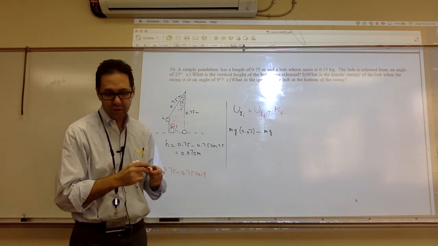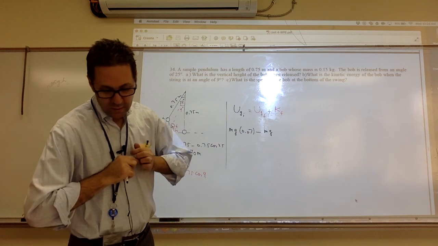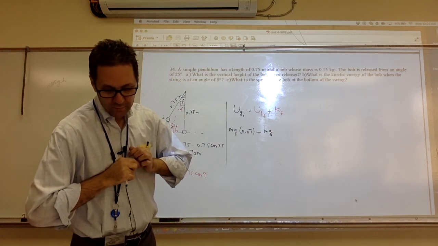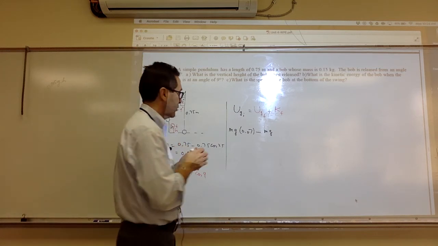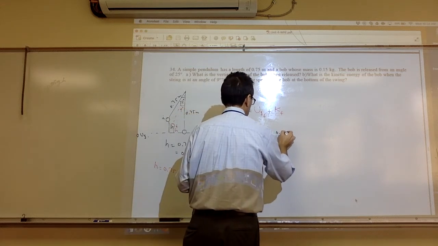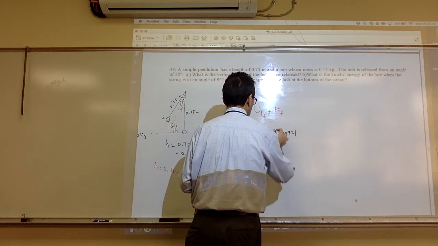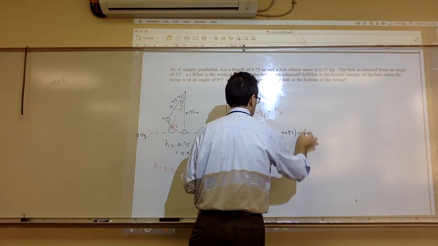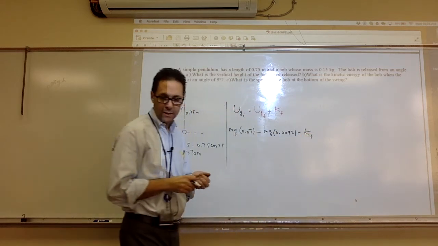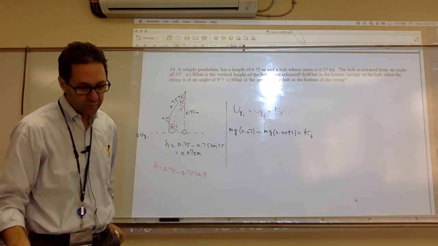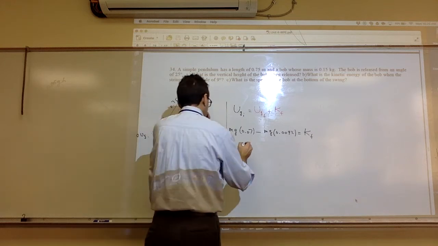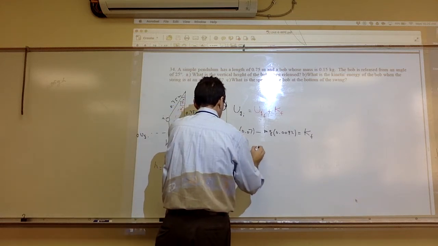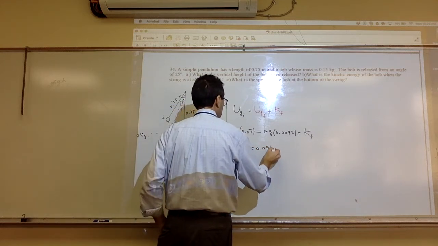So it's going to be mg, and that's 0.0092, equals K final. And that should give us a value of 0.091 joules.